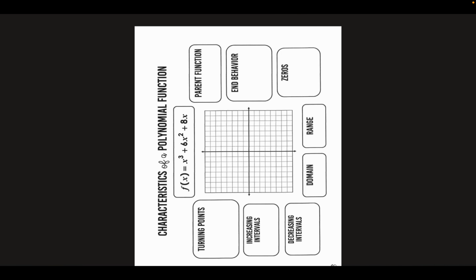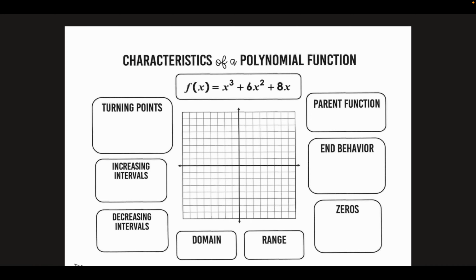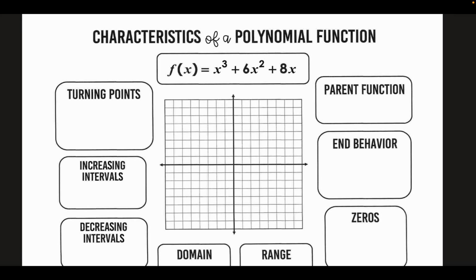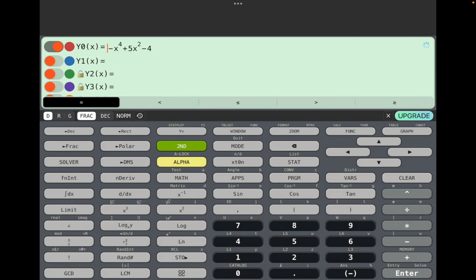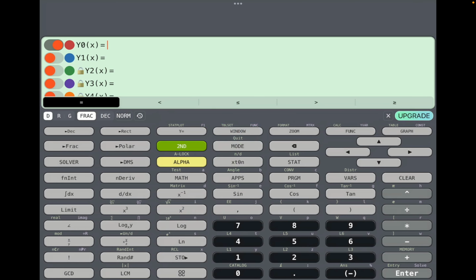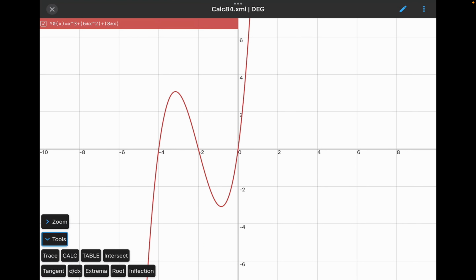And then we have a little graphic organizer here. And we have one for both, as I rotate this, an odd degree and an even degree. So if we wanted to go ahead and graph this, we can using a graphing calculator. So this is x to the third plus 6x squared plus 8x. Okay, and I'm going to go and do zoom standard just in case. Nope, it's already there. Cool, that's nice.